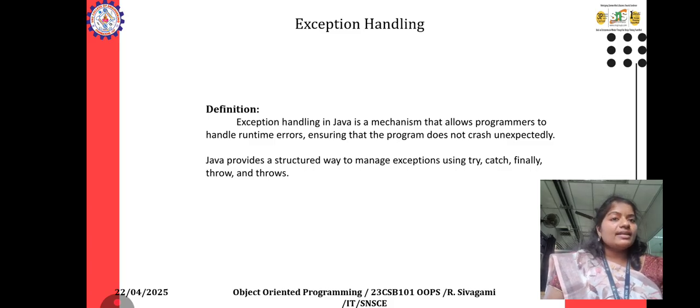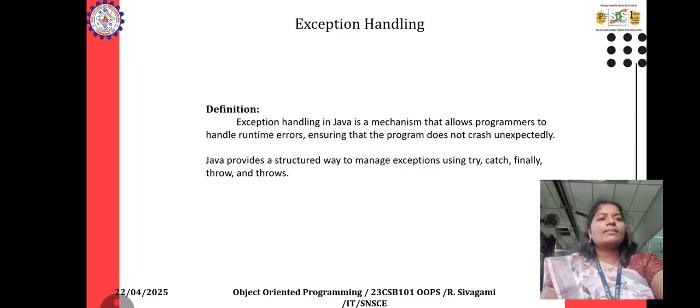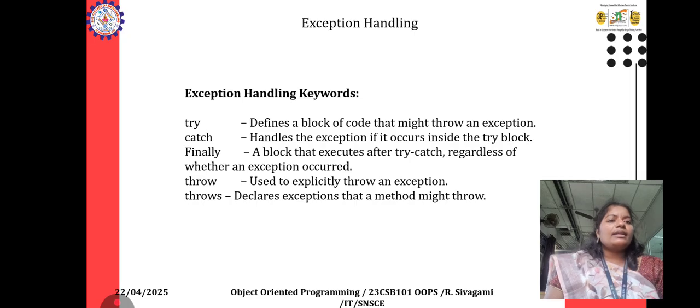Java provides a structured way to manage exceptions using the try, catch, finally, throw and throws keywords. Here I give the exception handling keywords and then the description of the keywords. Try defines a block of code that might throw an exception, and then catch, finally, throw and throws.